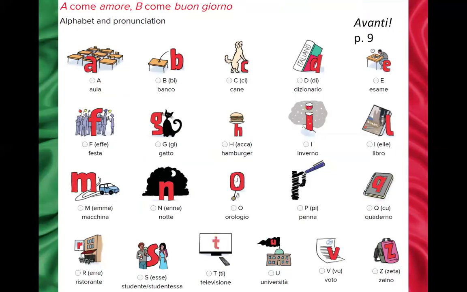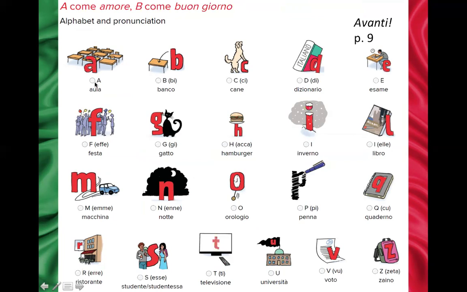Now I'm going to go over the alphabet because it's really important. One of my biggest pieces of advice for you is to learn the names of the letters and to use those names when you're spelling in Italian. You will thank me for this later. So let's try it out.